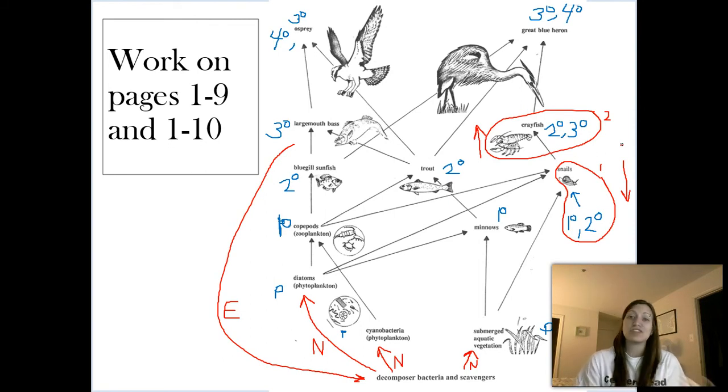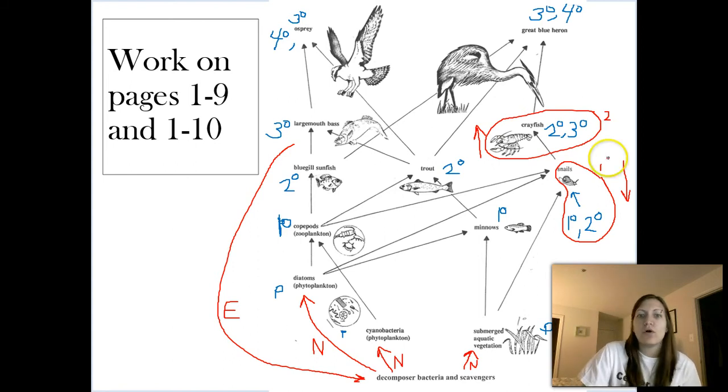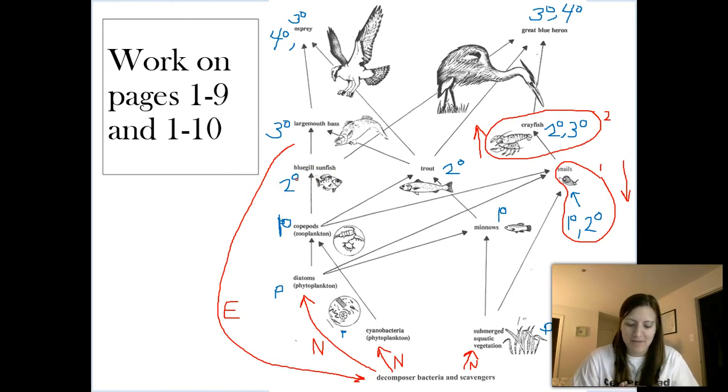Question 7, I actually just addressed this. It just said, why don't these trout and these sunfish increase? Because they have other predators to feed on them.